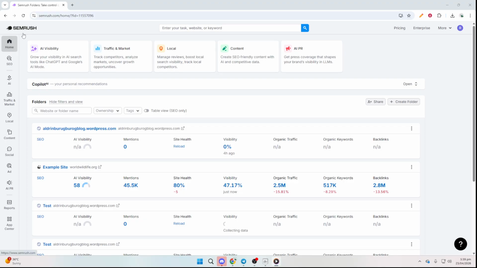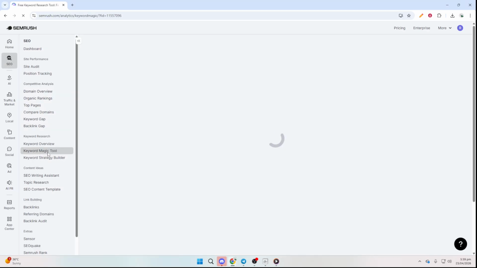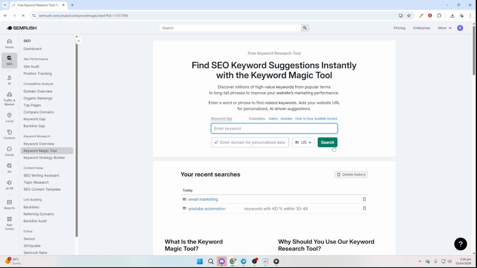of promising terms. First, open the Keyword Magic tool. In Semrush, head to the SEO section and select Keyword Magic tool. This is your starting point for exploring keyword ideas at scale, all in one place, with helpful metrics and an easy way to spot momentum.